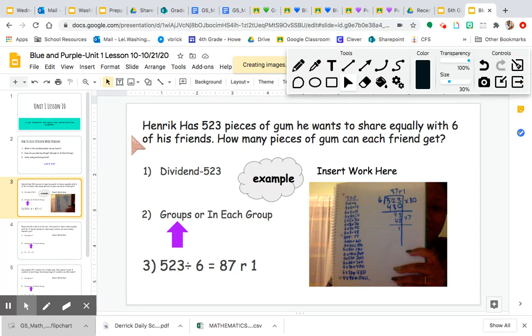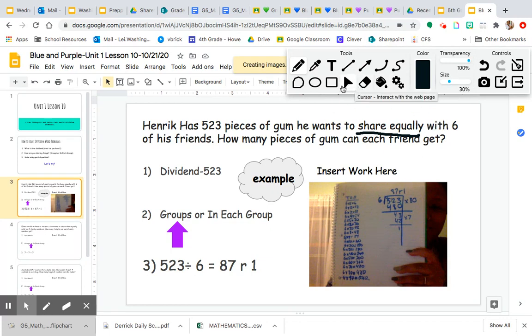Our problem is Henrik has 523 pieces of gum he wants to share equally with 6 of his friends. How many pieces of gum can each friend get? Well, right away, I know that this is division, and I know because it says share equally. That means I'm taking something and putting it into the same size groups. That tells me that this is a division problem.